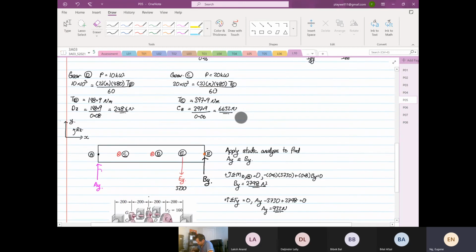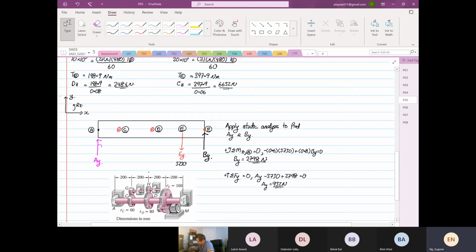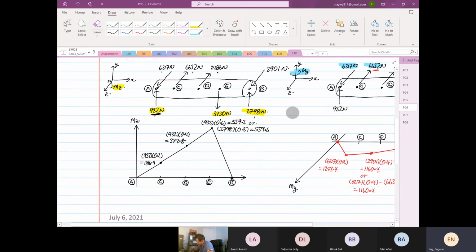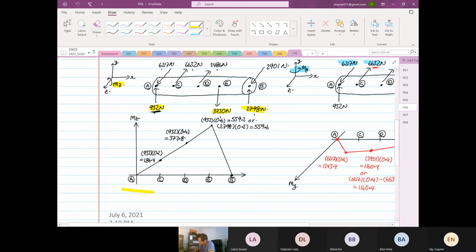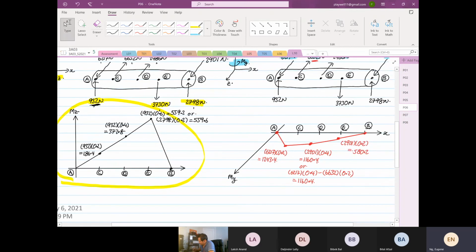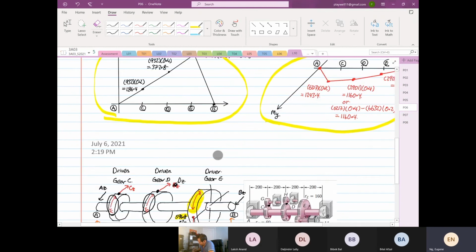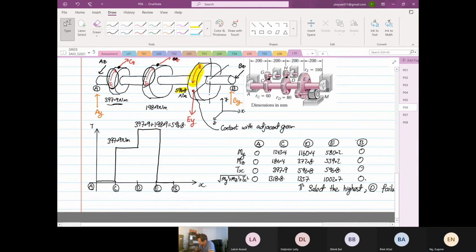Then from here you calculate the reaction using static analysis. Now you guys are really good in static analysis. Then the next thing is calculating moment. So you have to calculate moment in the Z direction. Then you have to calculate your moment in your what? Y direction. Then you have to calculate your torque.